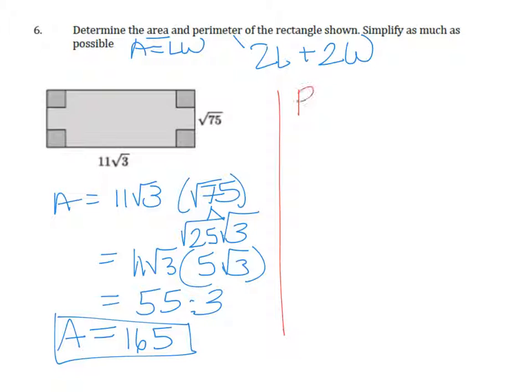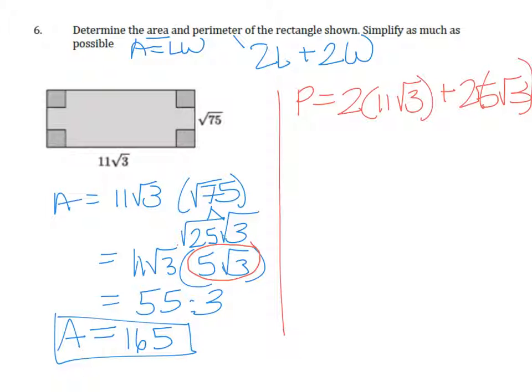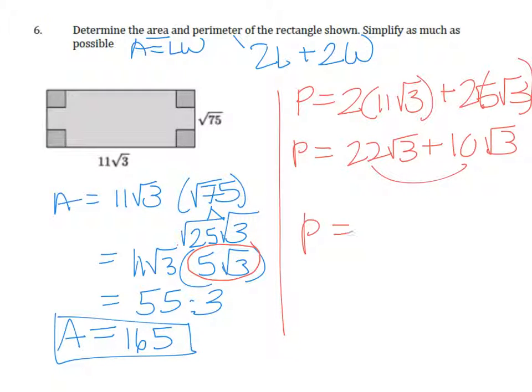So the perimeter is equal to double the length, which we know is 11 radical 3, plus double the width, which we know to equal 5 radical 3. So the square root of 75 is 5 radical 3, so I'm going to use that over here because I already simplified that. So here we get 22 radical 3 plus 10 radical 3. Combine only the outside numbers, and we get 32 radical 3 as your final output.